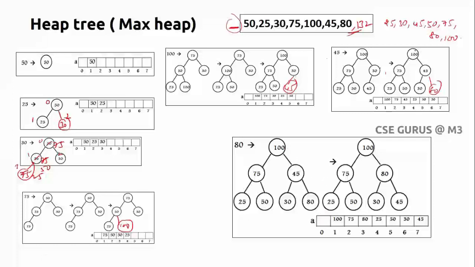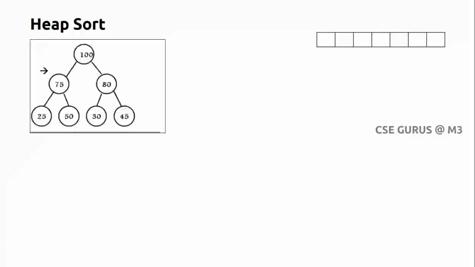Now we'll go for heap sort. Okay, forget about this element now. Now we'll go for the concept of heap sort with the heap tree. So how this can be done, we'll see. So this is a resultant heap tree we got, this is a max heap we got.